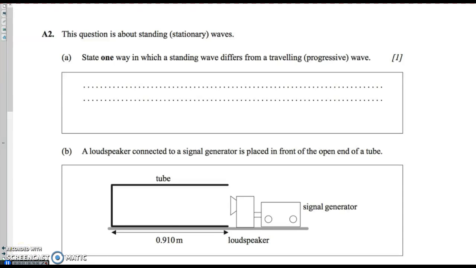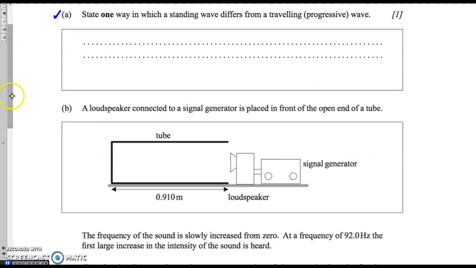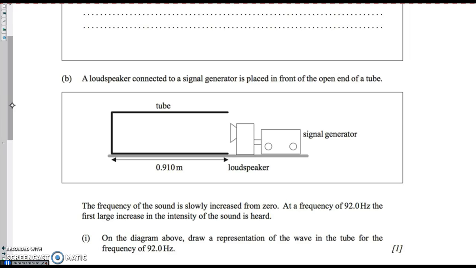Let's answer a question on standing waves. Part A we've seen before. Choose your favorite difference and write it down. Part B. A loudspeaker connected to a signal generator is placed in front of an open end of a tube.